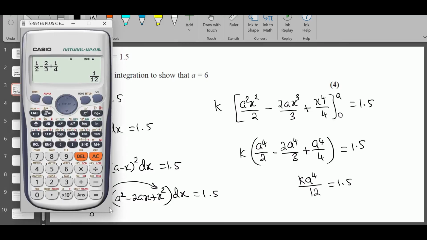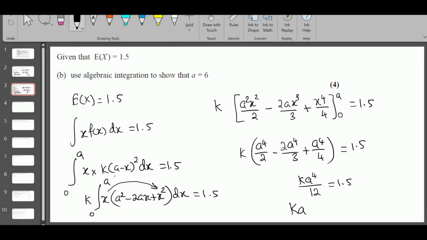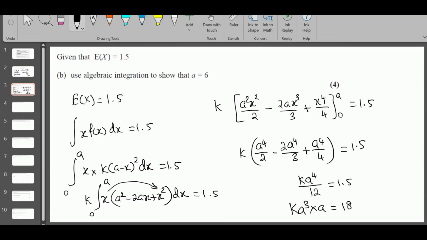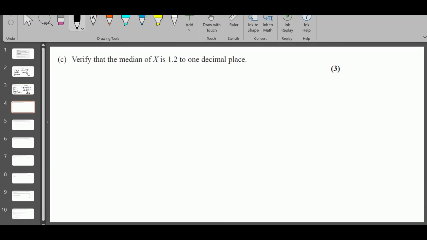Bring the 12 to the other side. 12 times 1.5 is 18. Ka to the power 4, right? You can write it as ka cubed times a. We know ka cubed from part A is equal to 3. So bring the 3 to the other side. Therefore a is equal to 18 over 3, which is 6. It's a 4-mark question.